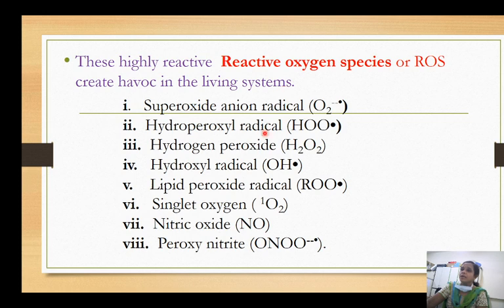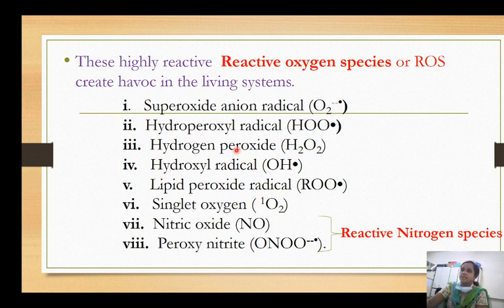Now you would get a doubt why all of these have oxygen, but this has got nitrogen along with that. So these two, they have named as reactive nitrogen species. So we have reactive oxygen and reactive nitrogen species.